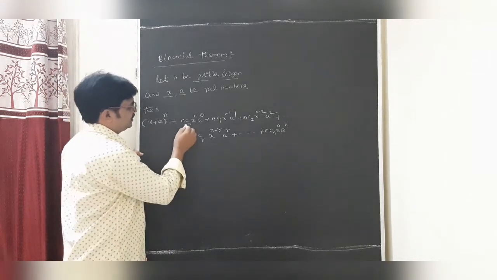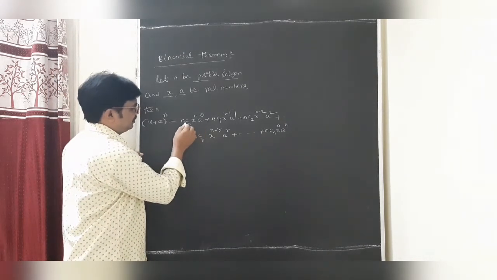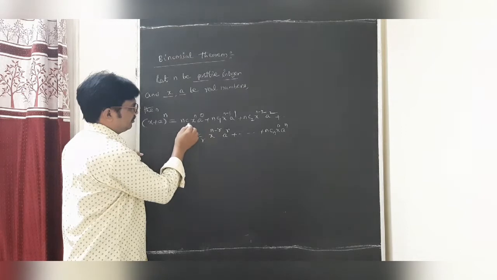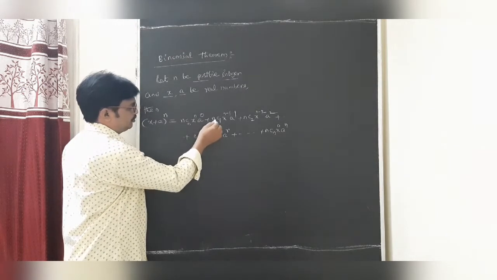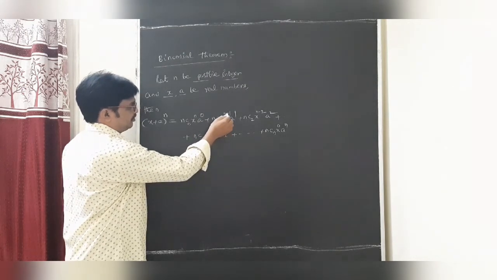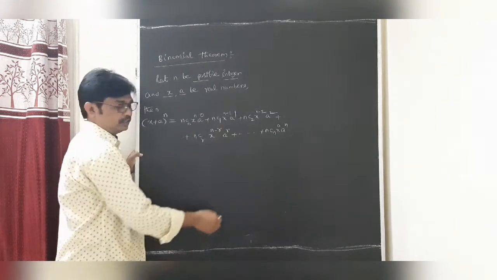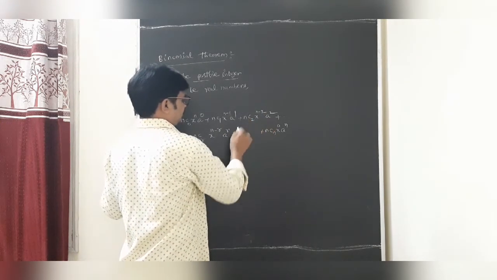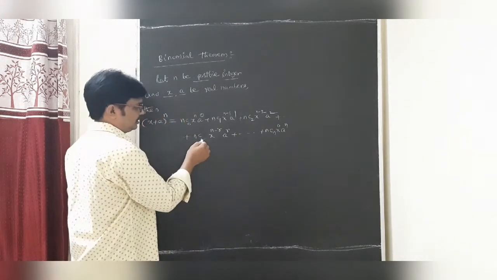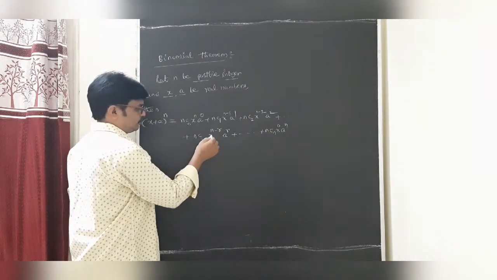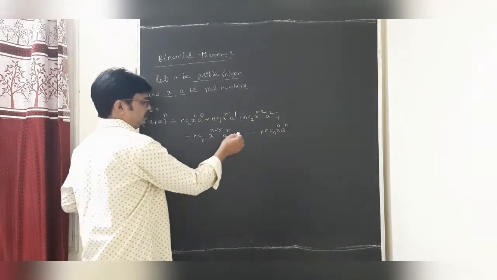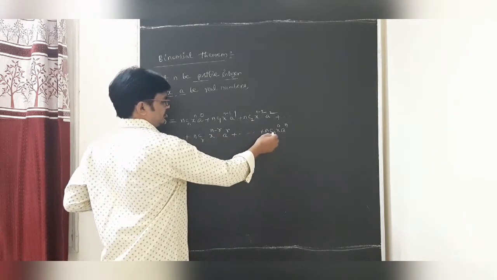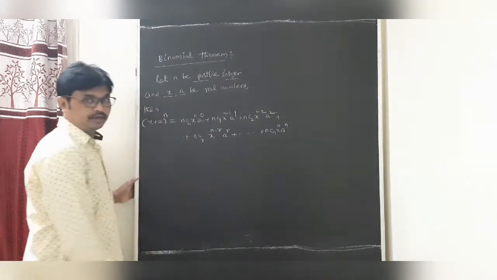This is nC0 x power n, a power 0, plus nC1 x power n minus 1, a power 1, plus nC2 x power n minus 2, a square, and so on, nCr x power n minus r, a power r, and so on, up to nCn x power 0, a power n.